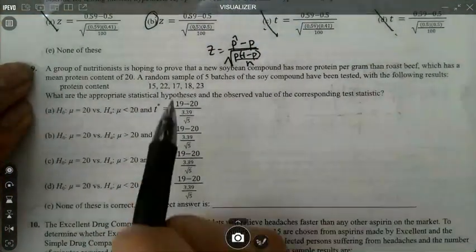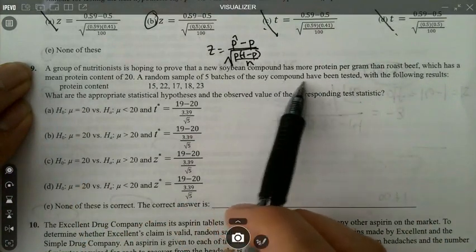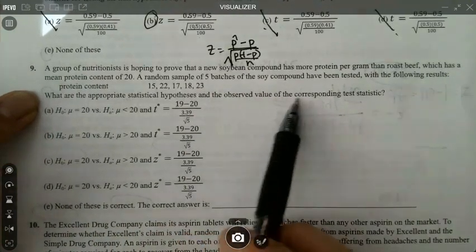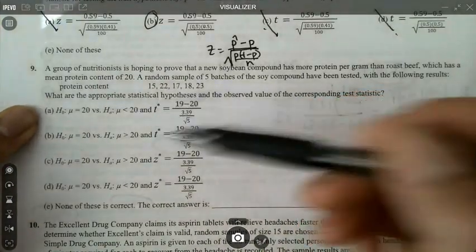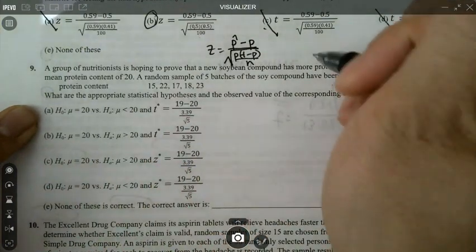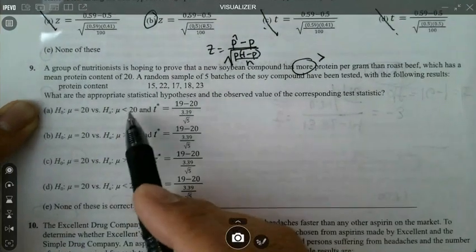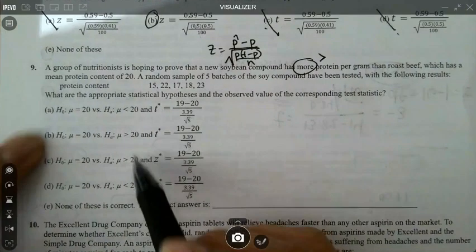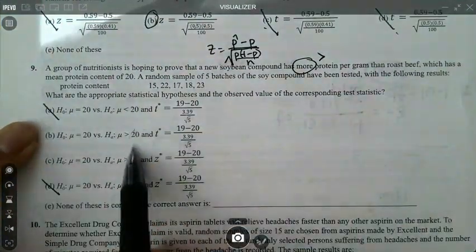All right, question number 9. So it gives us some information about testing batches of the soy compound, and it's asking what is the appropriate statistical hypotheses and the observed value of the corresponding test statistic. So let's first look at the hypotheses here. They are hoping to prove that the soybean compound has more protein, so that means that we should be using a greater than symbol in our HA. So if we look at the HA, the greater than symbol is either going to be option B or C, because those both have greater than.